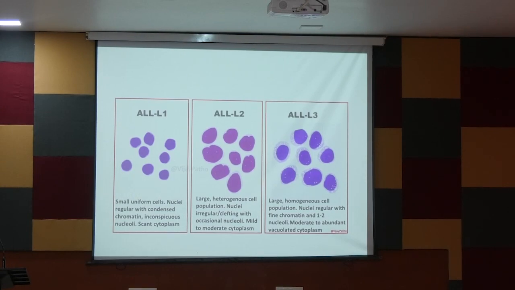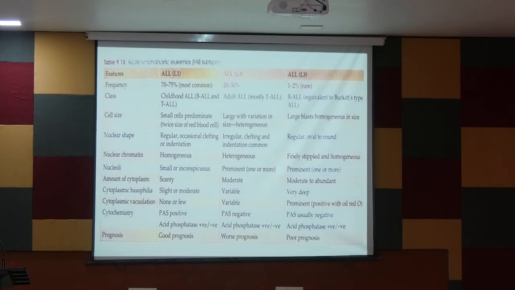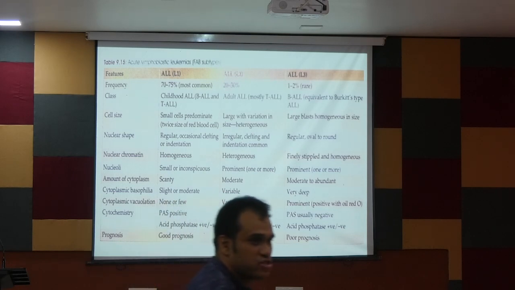Morphology. This is something you have to know, at least at your level, you must know the morphology. You must look into the size of the cell. For example, these are the points that you must remember. Cell size, frequency, ALL L1, L2, L3, okay, leave that. Come to the cell size. This is what you must know. Cell size. ALL L1 is small cells, whereas ALL L2 and L3 are comparatively larger.